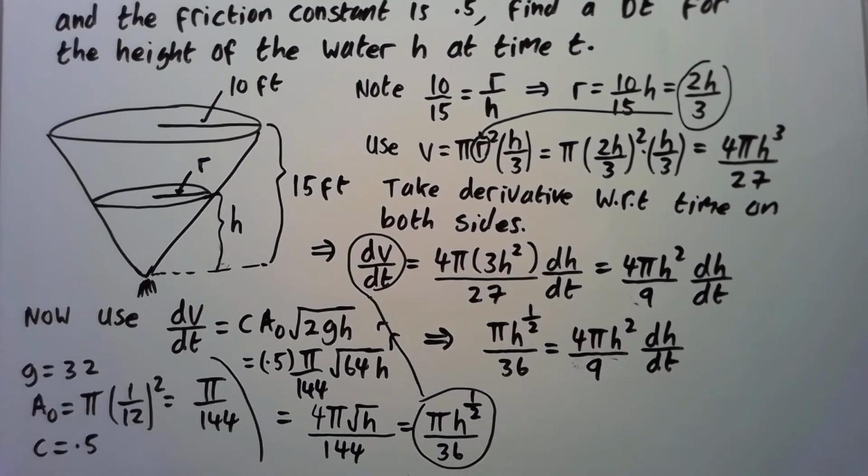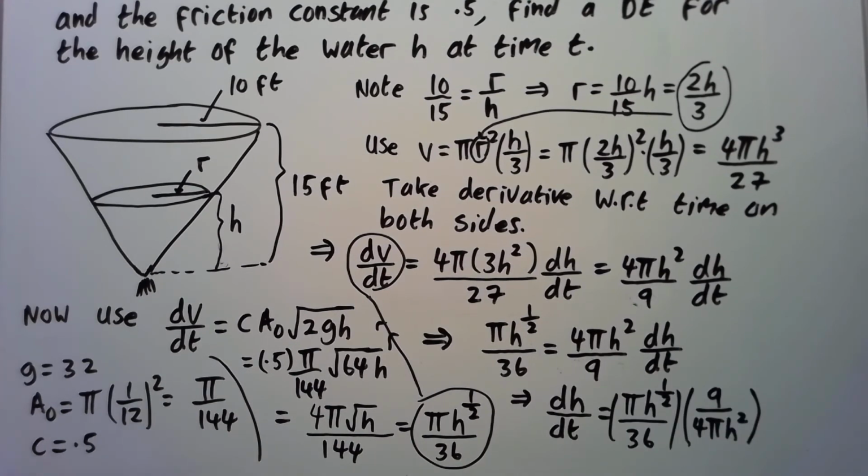Okay, so let's keep going then. I want to solve for dh/dt, so I multiply by the reciprocal of this guy over here. So doing that, solving for dh/dt, multiplying by the reciprocal of this on both sides, we'll have this, and the pi's will drop off. 9 into 36 will go 4 times here. And then you'll have h to the 1/2 and h squared down here. So this will be 1/2 minus 2, so it'll be minus 3/2.